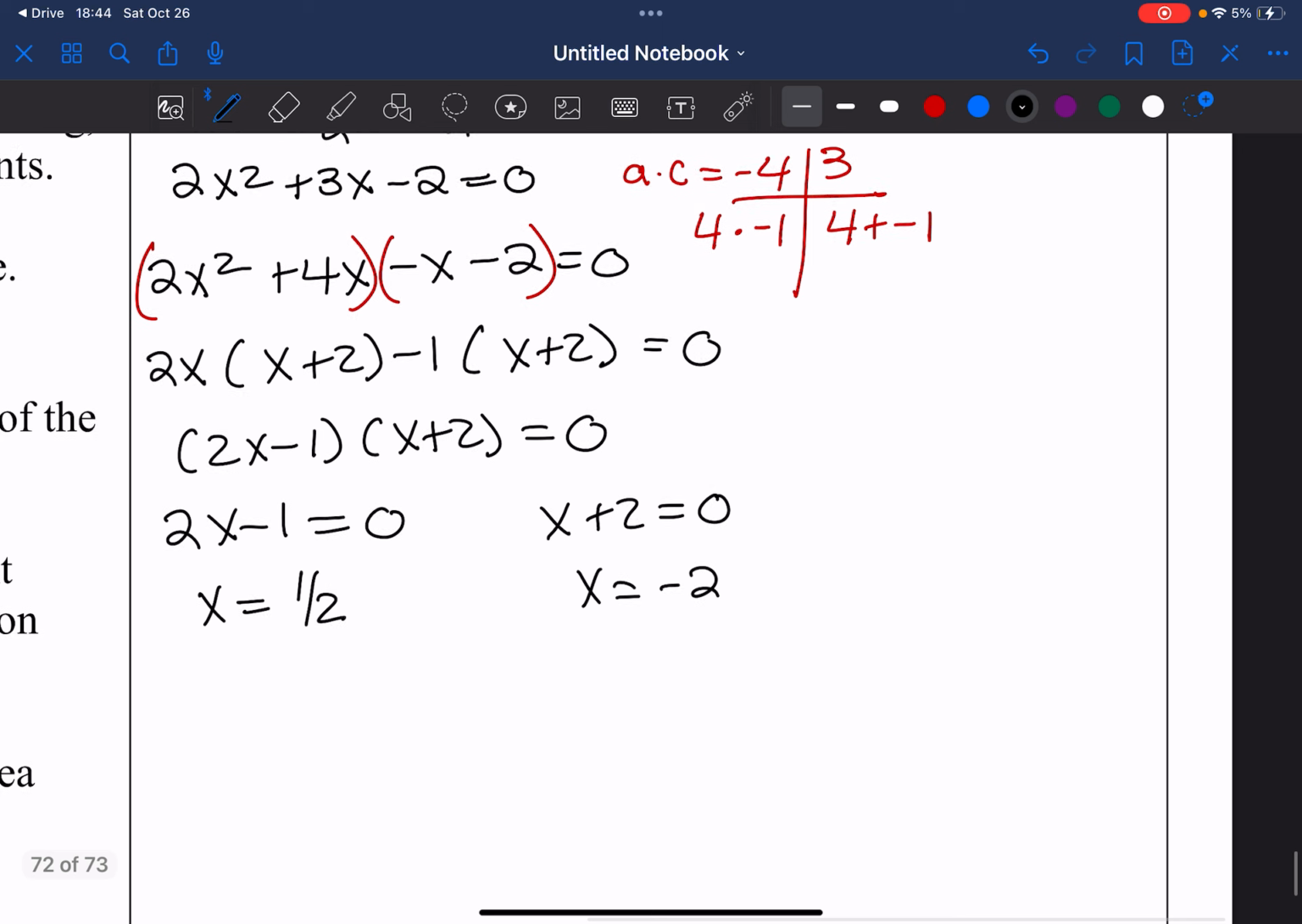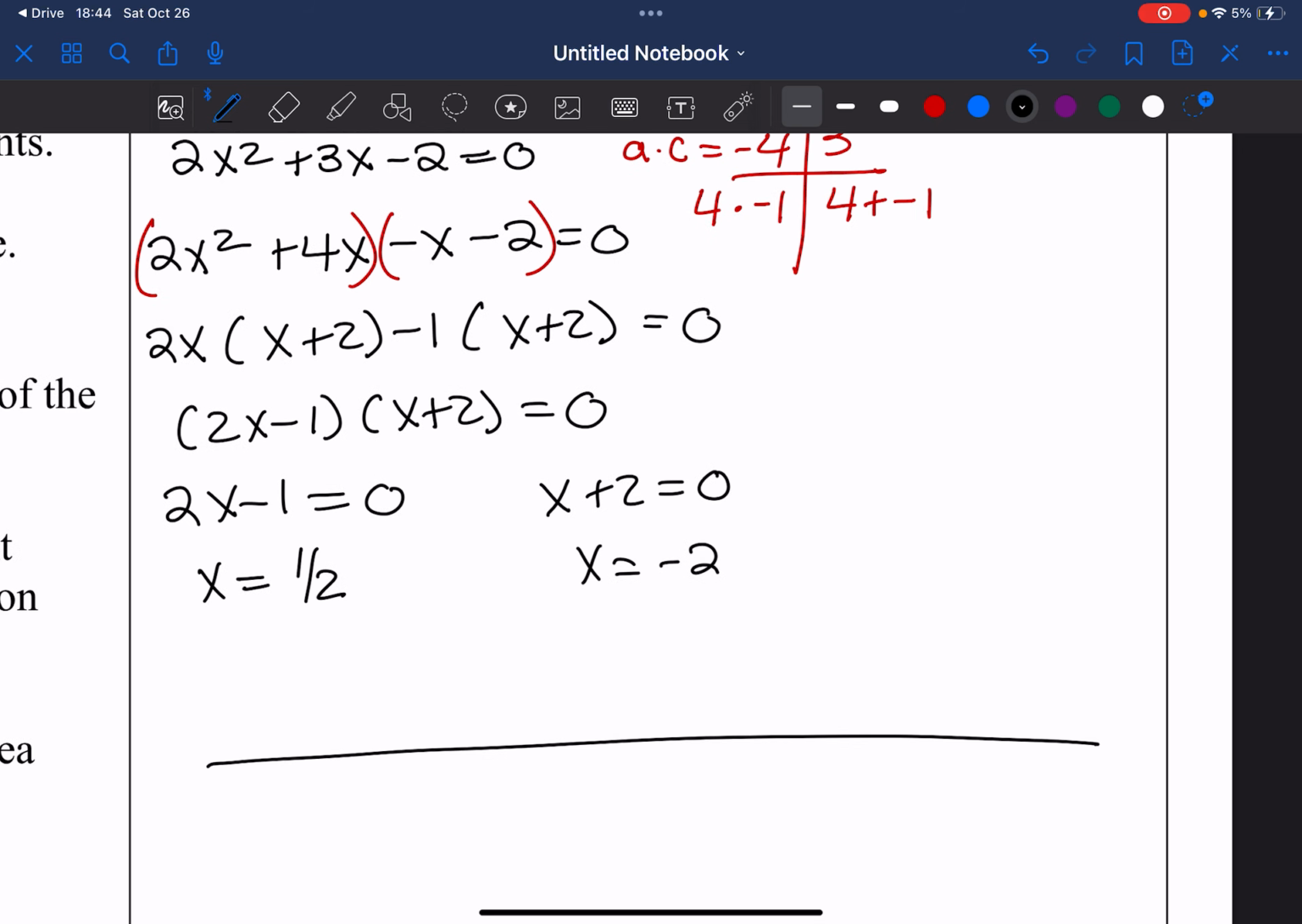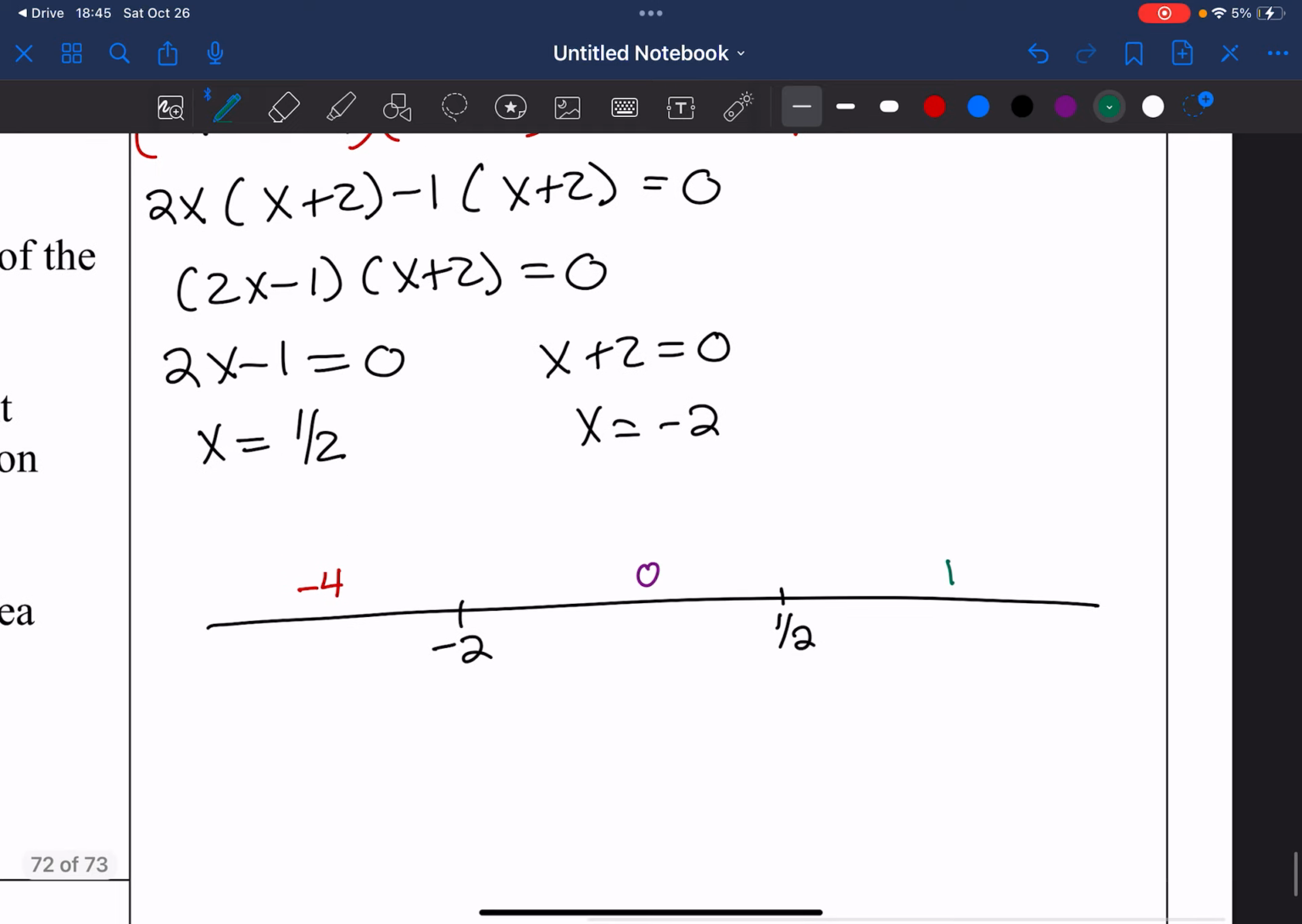Okay. I'm going to plot these on a number line. Okay, so I have -2 and I have 1/2. And then I have to pick my test numbers that are between each section. Okay, so a number smaller than -2, let's choose -4. A number between -2 and 1/2, let's choose 0. And then a number greater than 1/2, let's choose 1. And these test numbers can be any numbers you want as long as they're within those domains of each section.